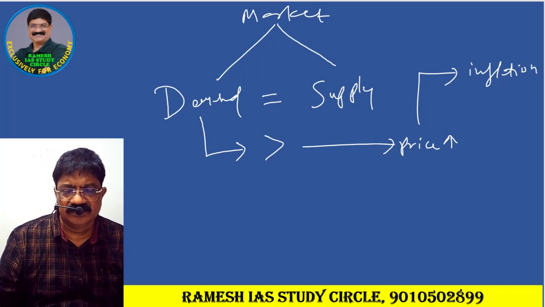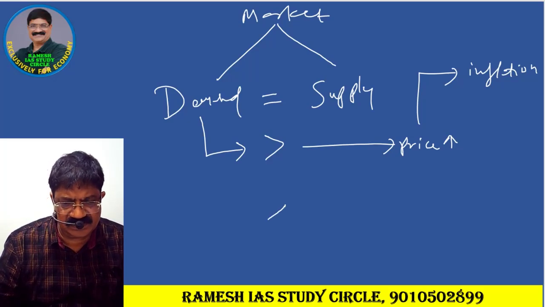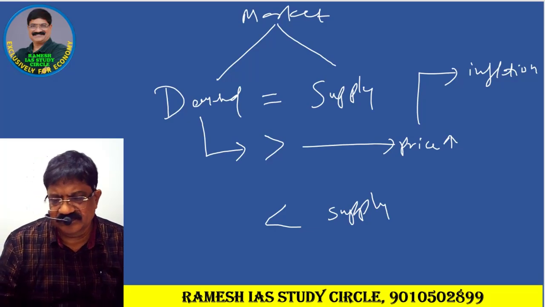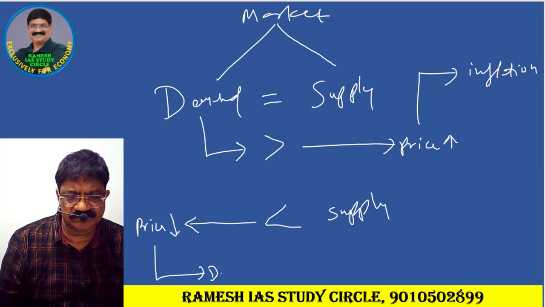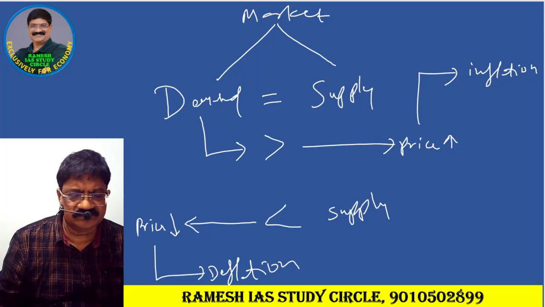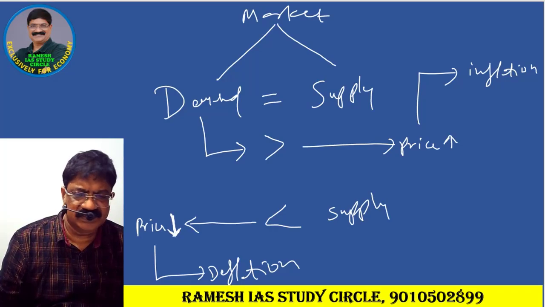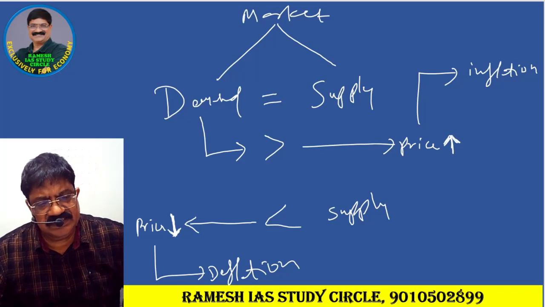For example, the inverse, opposite situation takes place. For example, supply exceeds demand. More goods are there, but no buyer is there. Then the price of the goods goes down. It is treated as deflation. So price fell down: deflation. Price rises upwards: inflation. Inflation and deflation are the problems.